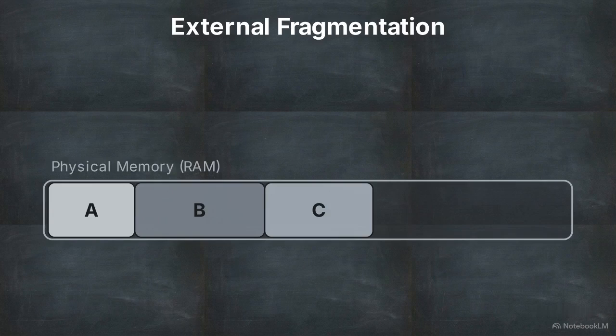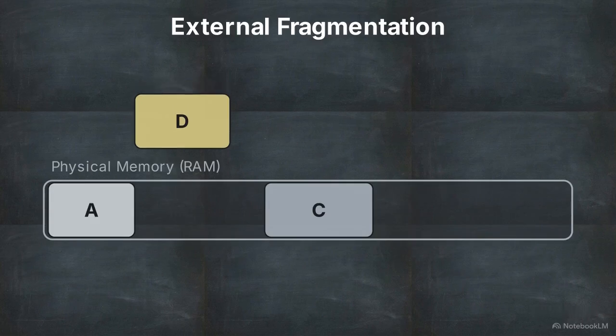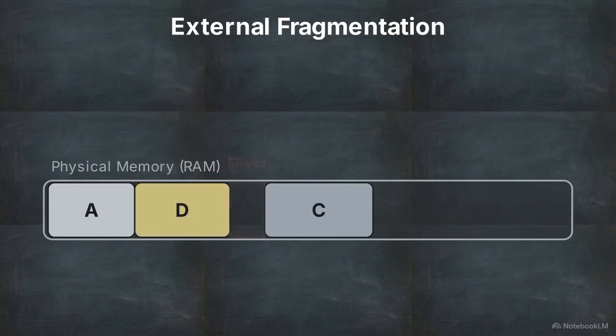But processes operate on independent timelines. Process B finishes its task and terminates, returning its memory to the system and leaving a vacant gap between A and C. Next, Process D launches. It needs slightly less memory than the gap B left behind, so the OS drops it into that space. Because D is smaller, a tiny unused sliver of free space remains locked between D and C.